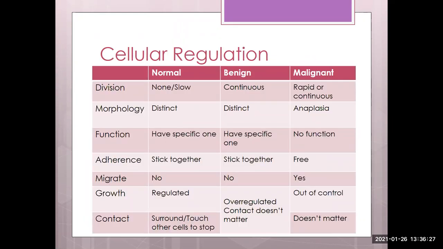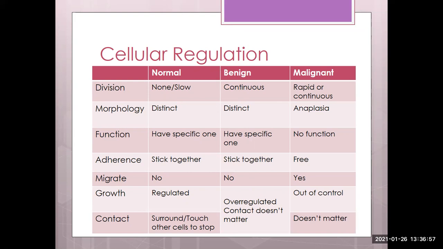Okay, so a little review on some basic cellular regulation. This section pretty much comes from chapter 19 in your med-surg textbook. This table is very similar to a table that is in your textbook near the beginning of chapter 19 on page 365. It's just a differentiation of a normal cell versus a benign cell versus a malignant cell.